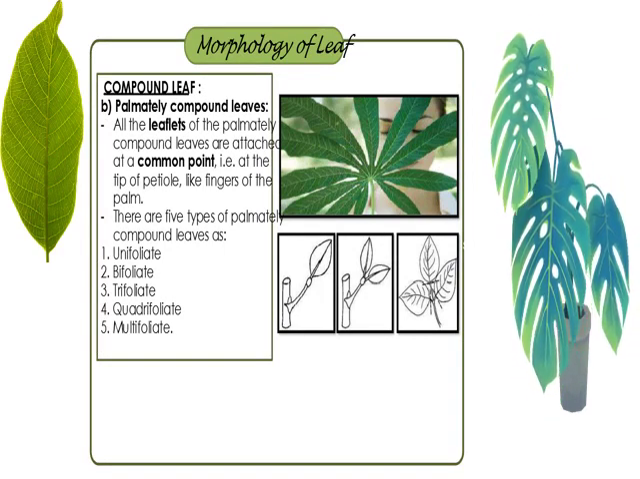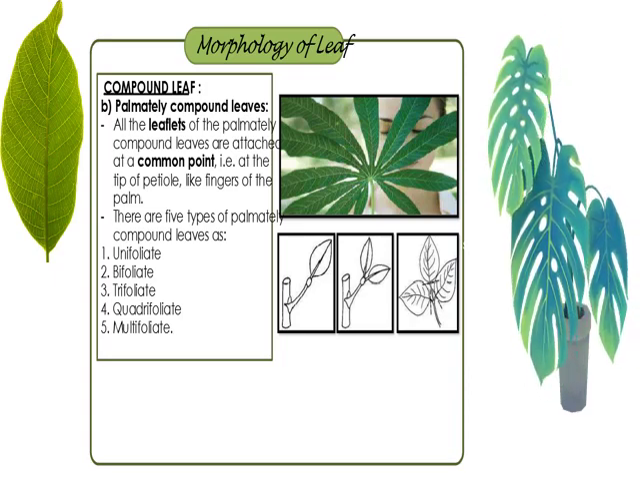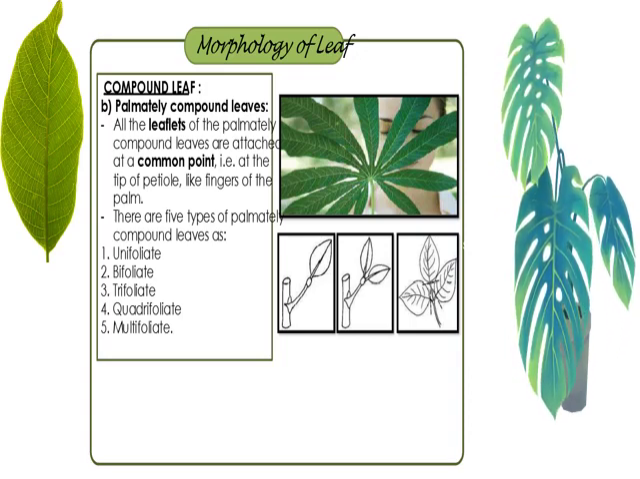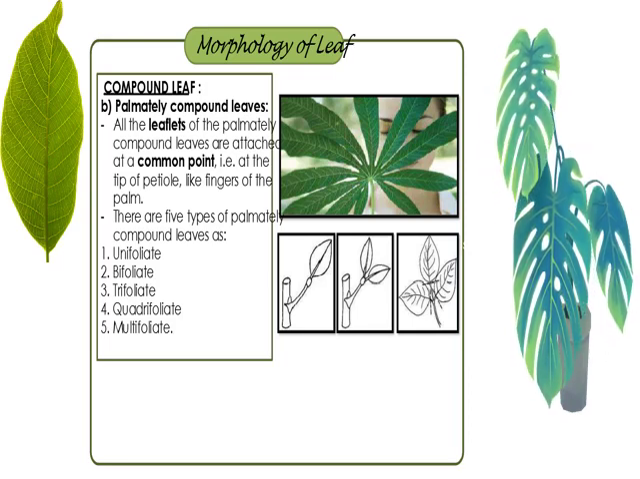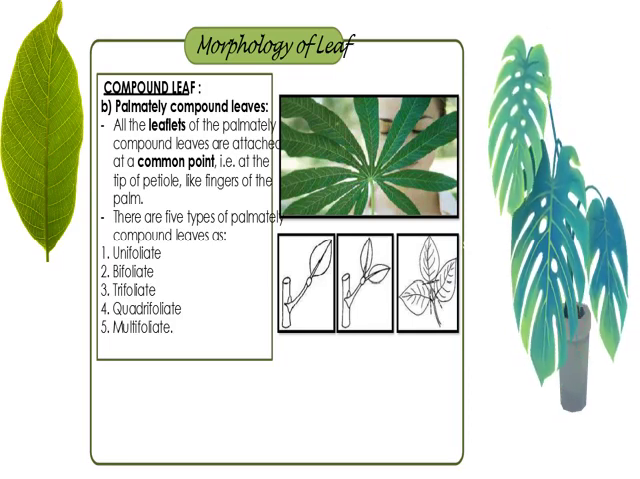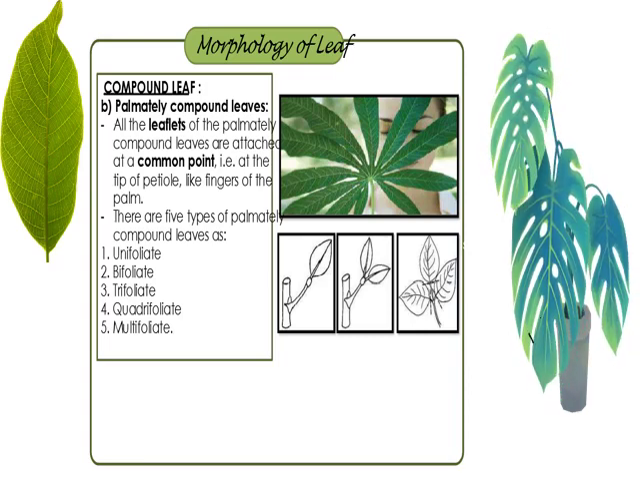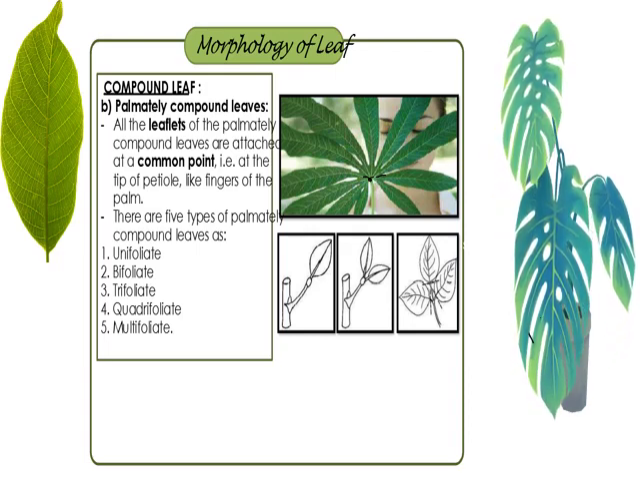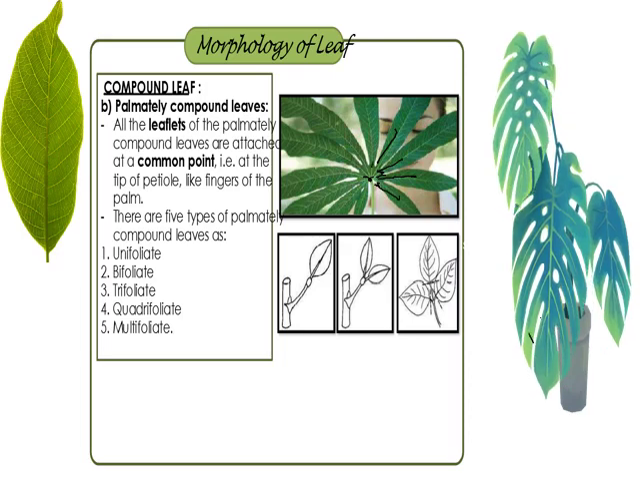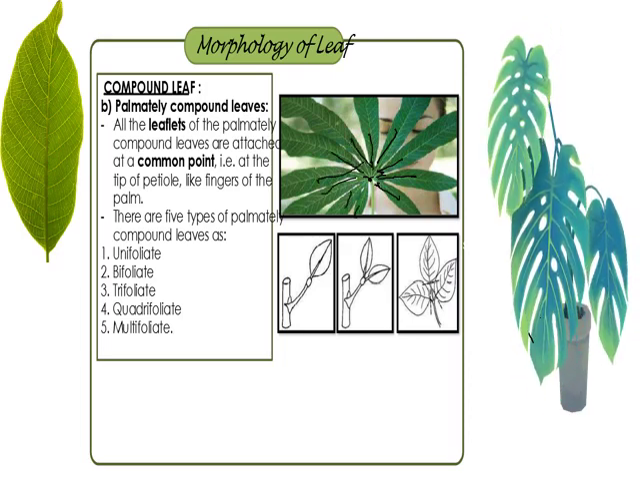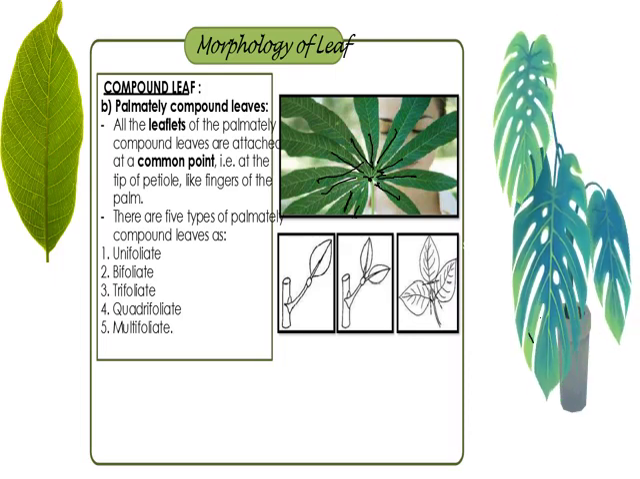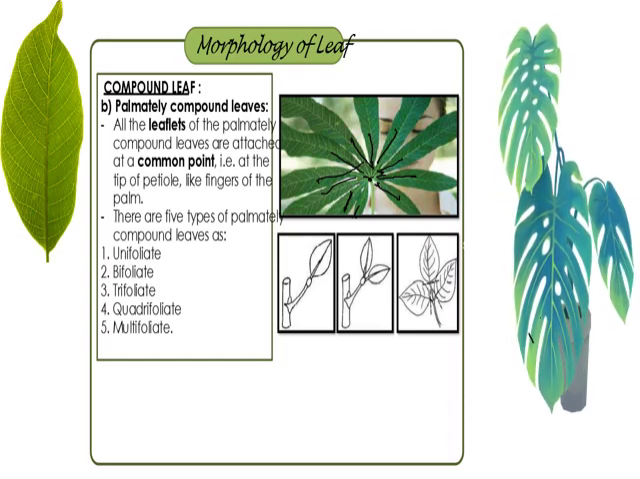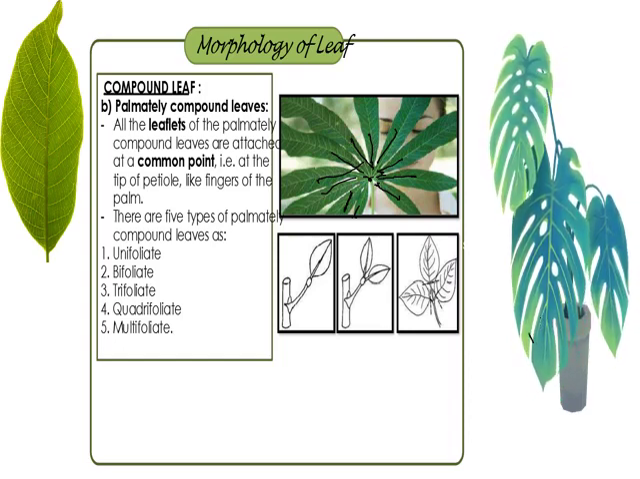Next is the palmately compound leaf. In this compound leaf, all the leaflets are attached at a common point. So here this one is a common point, and from this common point all the leaflets are attached. Such a leaf we call a palmate compound leaf, and an example of this is the fingers of a palm.